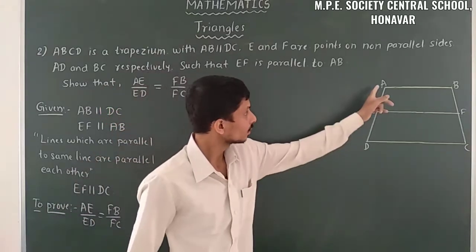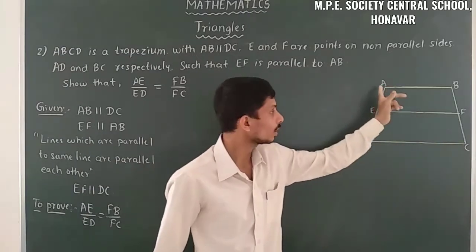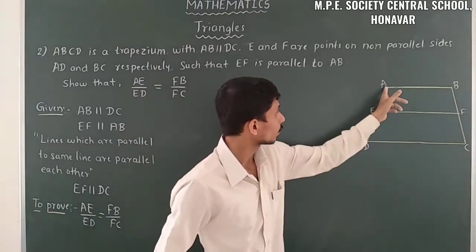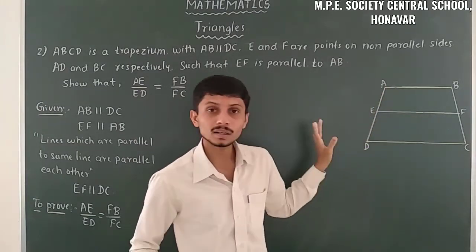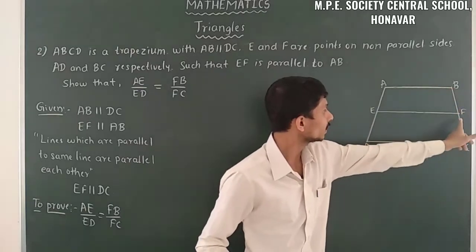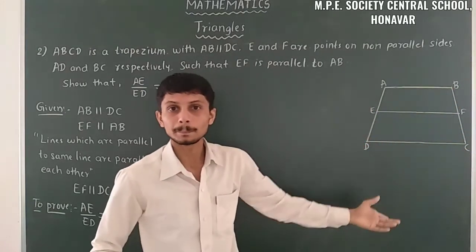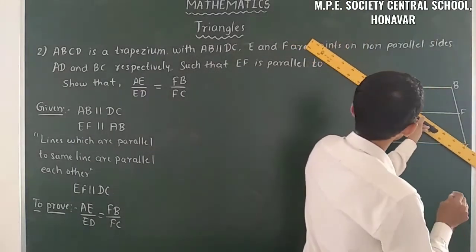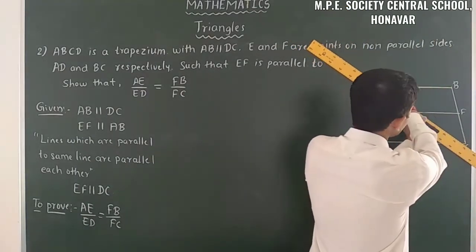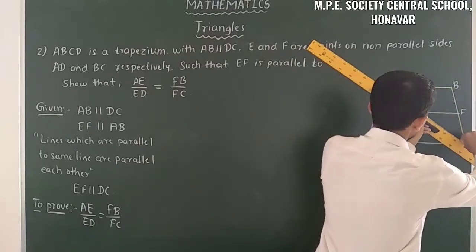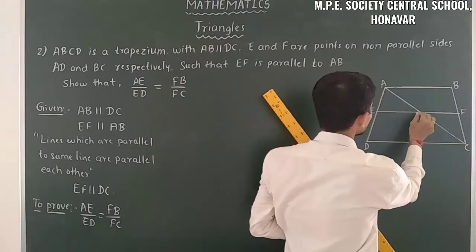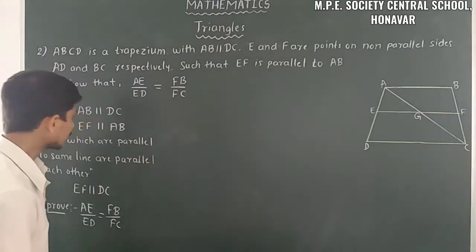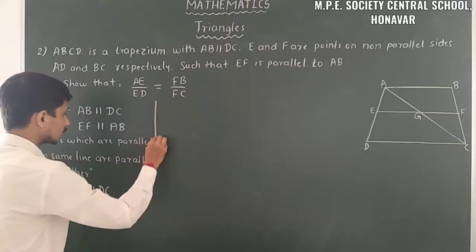Here we can draw a diagonal. When we draw a diagonal, the complete trapezium splits into two parts. In one triangle AE and ED are part of it, and in another triangle BF and FC are part of it. So that's why we construct that. I will draw a diagonal AC, intersecting EF at a point, which I will call G. After that we have to write it in the construction part.